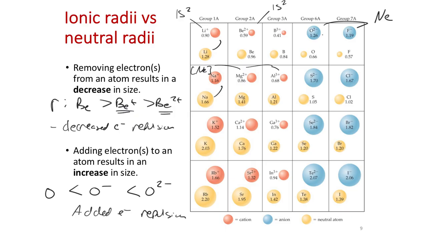And so you can compare K to K plus. K plus is smaller. Rubidium to rubidium plus. Rubidium plus is smaller. You can compare I to I minus. I minus is bigger, added repulsions. Bromine to bromine minus. Bromine minus is bigger. So all of our anions are bigger than their neutral atoms, and all of our cations are smaller than their neutral atoms.